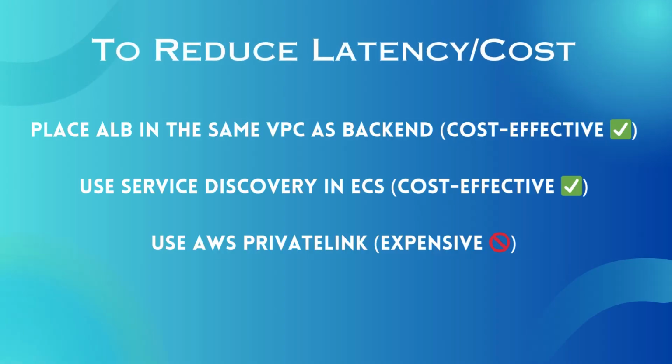There are three mitigations. Place the ALB in the same VPC as the backend, which is somewhat cost effective. Use service discovery in ECS, which is also cost effective. Another one is the pretty expensive one, which is to use PrivateLink.